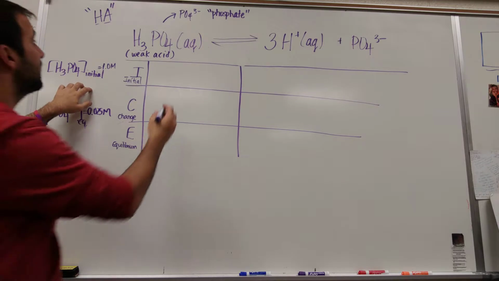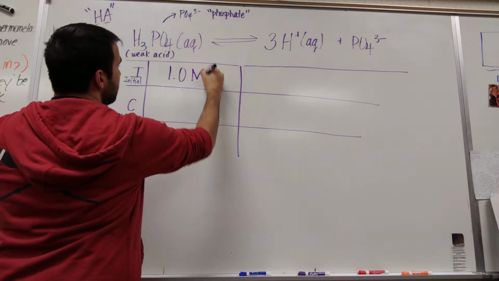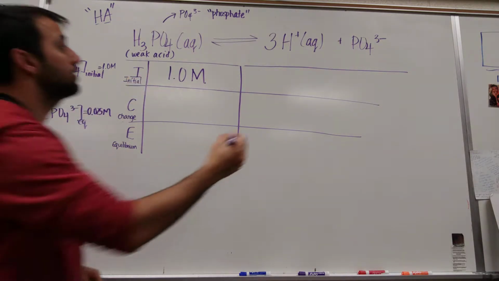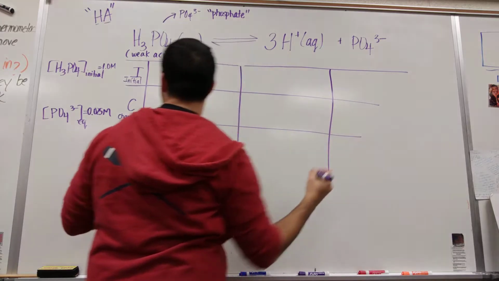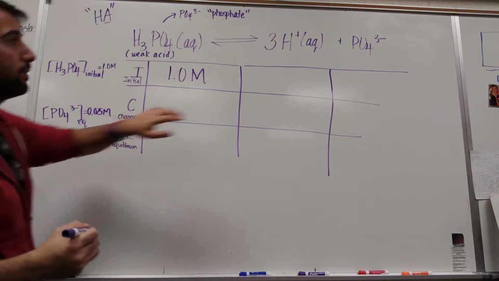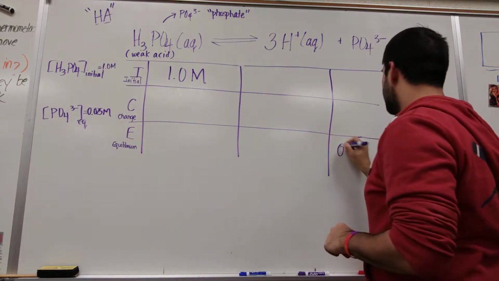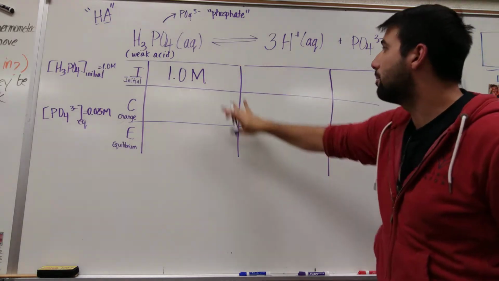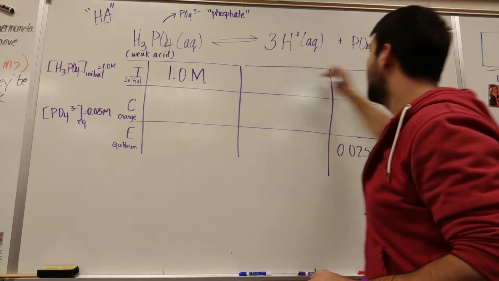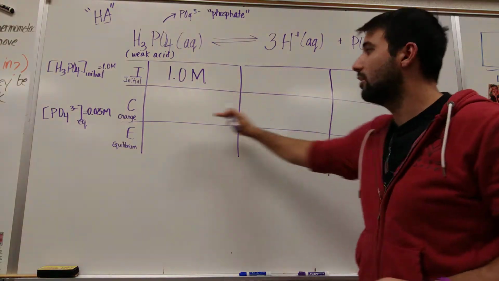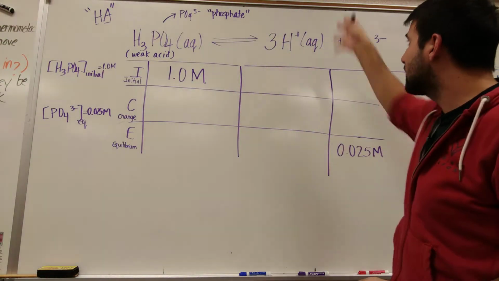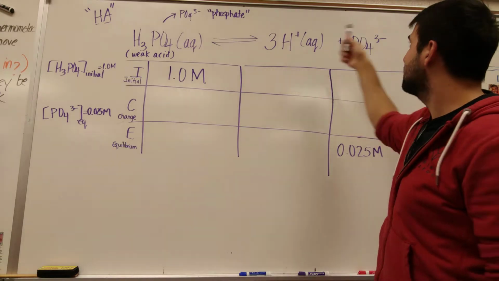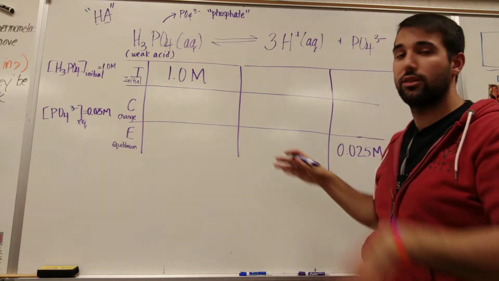And so I told you in the beginning that my initial concentration of phosphoric acid was 1 molar. And then I told you in the end that I found out that at equilibrium, my concentration of PO4 was 0.025 molar. Okay? And I forgot to add in these rows. I need a box for each section, right? So I have my I goes in the top, C in the middle, E across the bottom. And then I have my 3 columns for my 3 different species, my H3PO4, my 3 H pluses, and my PO4 3 minus. So there's where the 3 by 3 comes in.